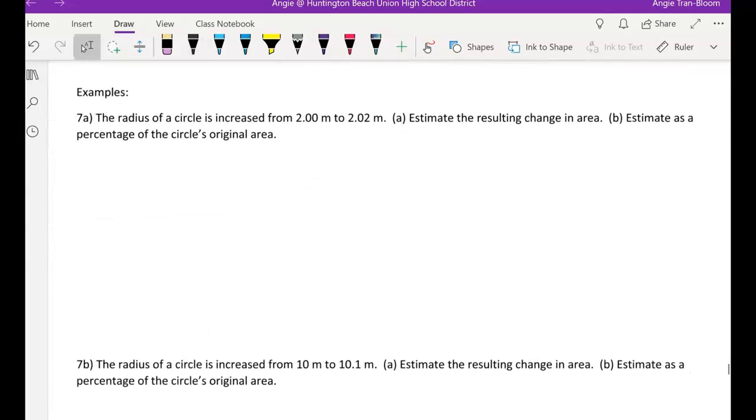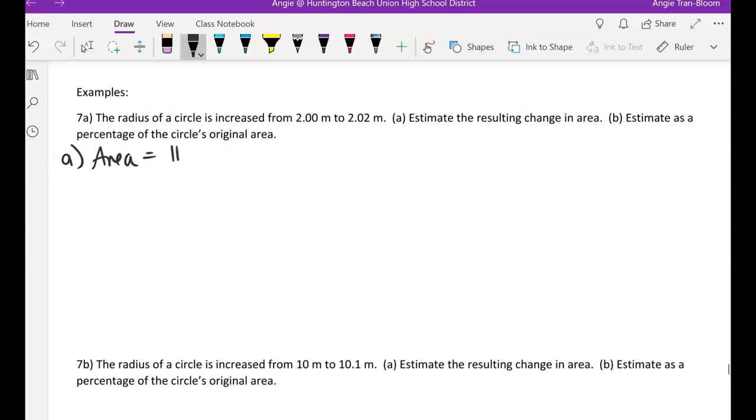Example 7a. The radius of a circle is increased from 2 to 2.02 meters. Part A, estimate the resulting change in the area. Part B, estimate as a percentage of the circle's original area, which is good to know, right? If you move the radius 0.02 of a meter, I would like to know the actual number and what percentage is that, okay?